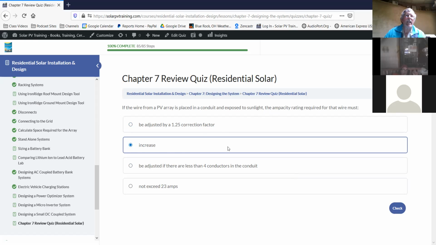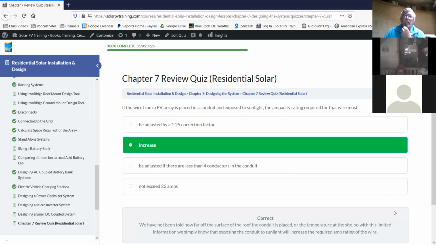So we're going to just say the heat from that is because it's exposed to sunlight, the ampacity rating has to increase. It used to be that the NEC would tell us, they had a little table, and it would say if it was this many millimeters off the surface, you adjusted by this temperature, this many off the surface, it was that. They've made it a little bit less complicated recently.